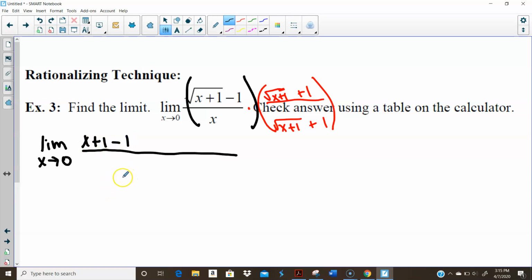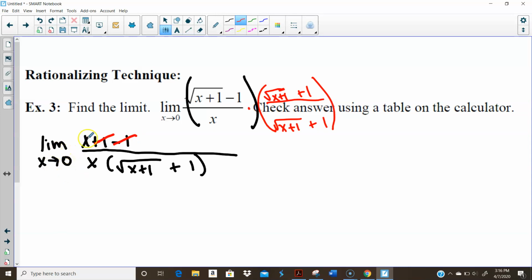In the denominator, we have x, and we're not going to multiply this. We're going to leave it. So we have x times the square root of x plus 1 plus 1. And the reason why we're going to leave it is because we are hoping things will cancel so we can use direct substitution. So sure enough, we have a plus 1 and a minus 1, which will cancel.